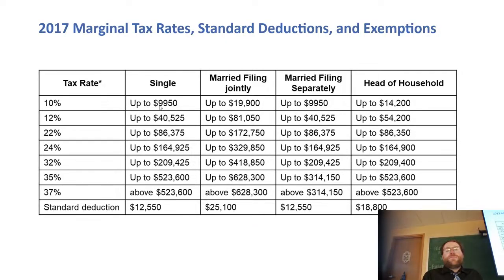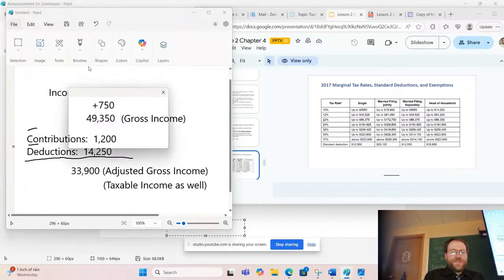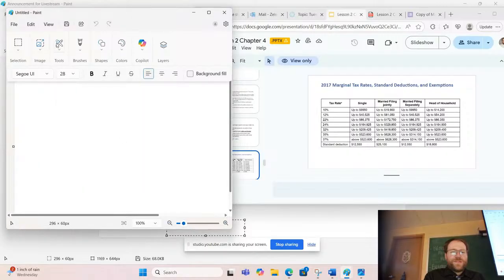So if you made up to $9,950, you're going to pay 10% tax on that. But here's what happens. The next one is 12% up to $40,525. Here's what that means. So for $9,950, you're paying 10%.